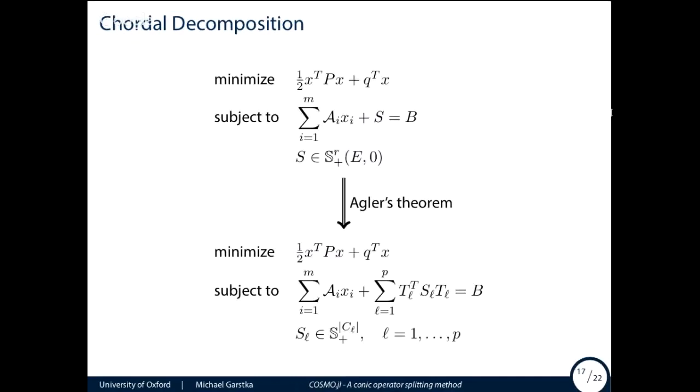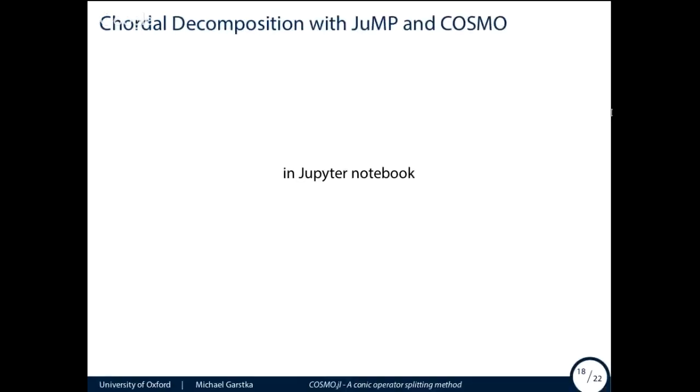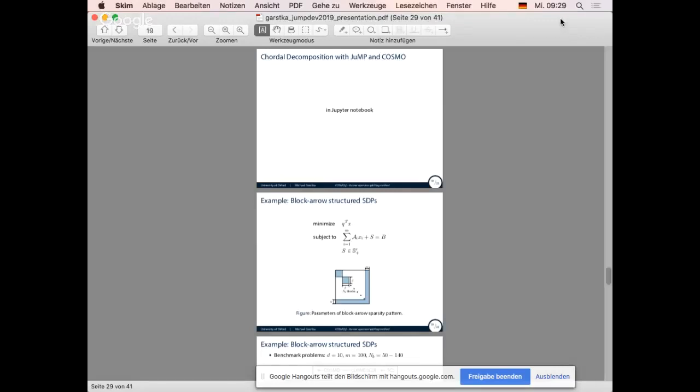So this is the original problem that we get. And if we then apply the theorem after analyzing the structure, you get a similar form, but now you have a number of smaller semidefinite constraints. And then you have this summation term that maps these blocks back to the position in the matrix. And you can also do this with JuMP and COSMO.